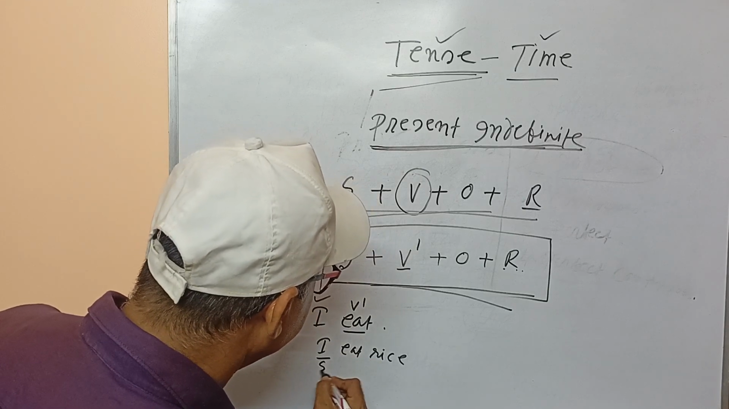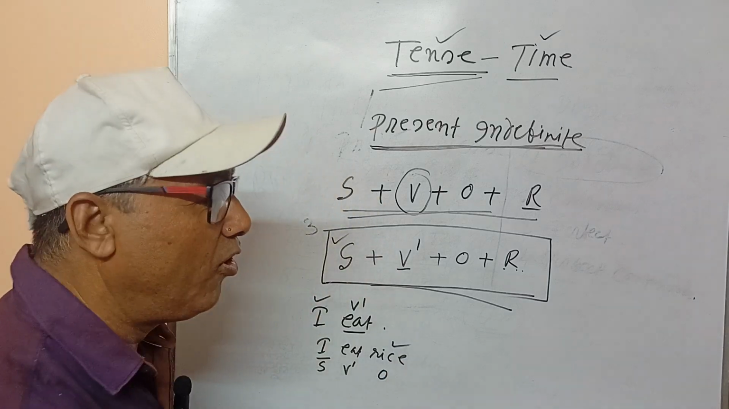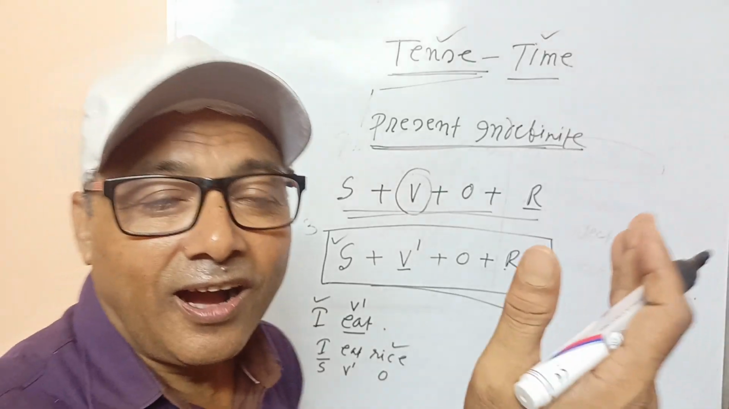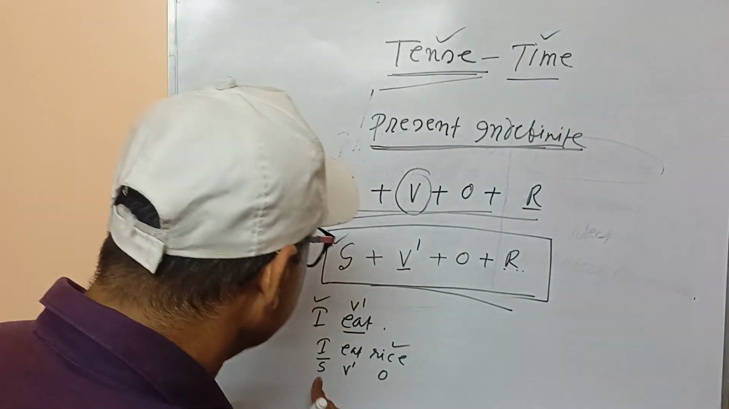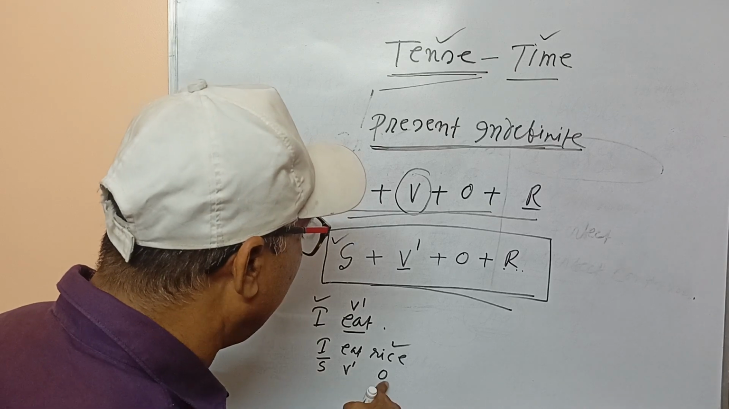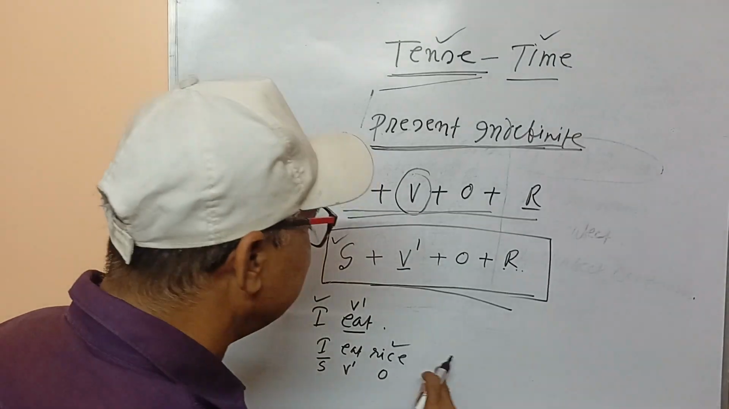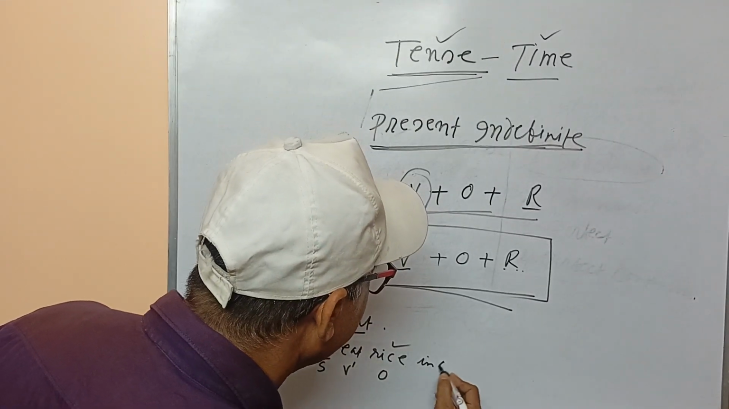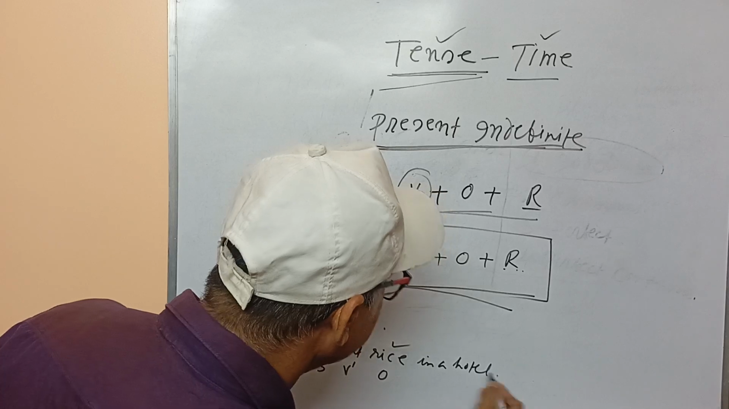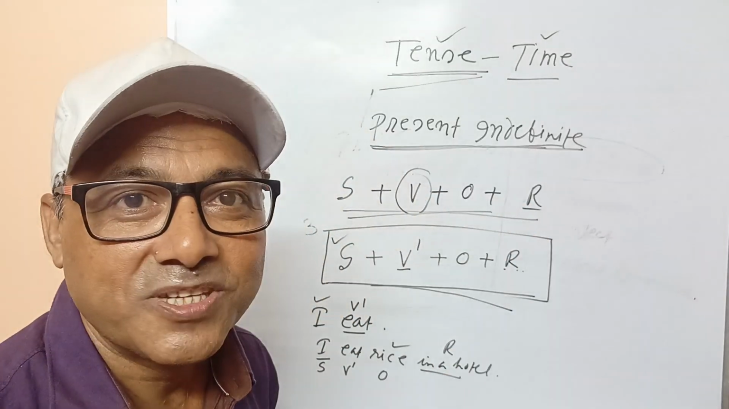Again, subject I have taken, verb one I have taken, and object. I have already discussed what is object in our earlier class. So you know what is object. So subject, verb one, object. And if you get other parts of the sentences, I eat rice in a hotel. See, it is remaining. It is remaining means other parts of the sentences.